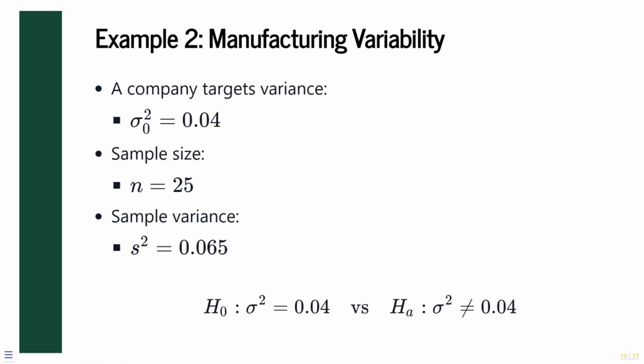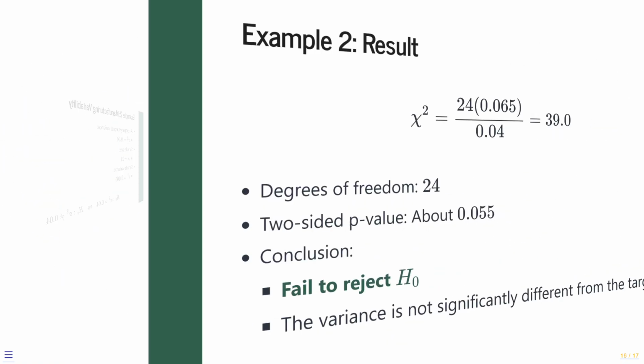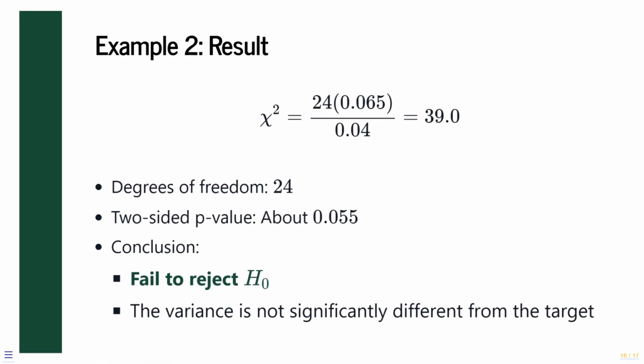In example 2, a company targets a variance of 0.04, but a sample of 25 springs has a sample variance of 0.065. We test whether the true variance differs from the target. The chi-square statistic is 39.0 with 24 degrees of freedom. The two-sided p-value is about 0.055, so we fail to reject H sub 0 and do not find a significant difference from the target variance.